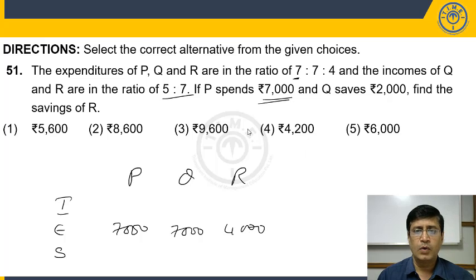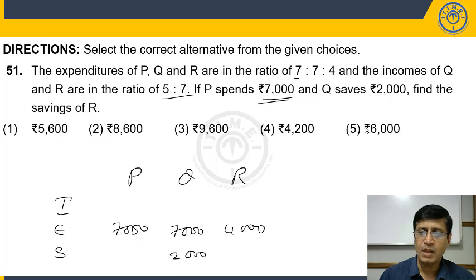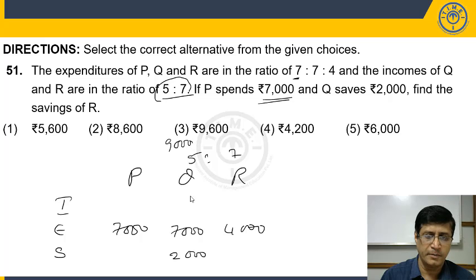Okay. Now what about the income of Q and R? 5:7. And Q saves 2,000. Q saves 2,000 means the savings of Q is equal to 2,000. So 2,000 plus 7,000, how much is it? 9,000. The incomes of Q and R are given as 5:7. 5:7 is the ratio. The 5 parts is equal to 9,000.